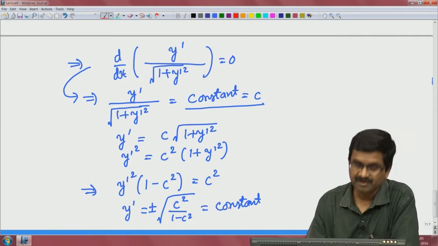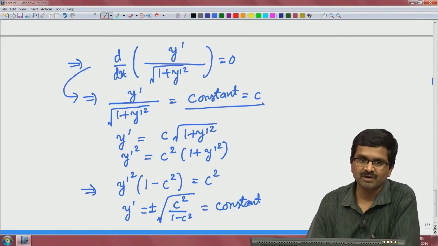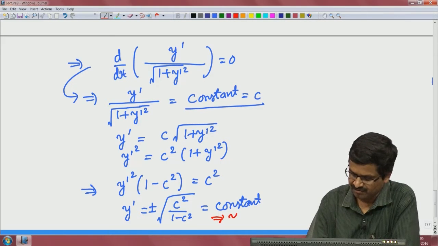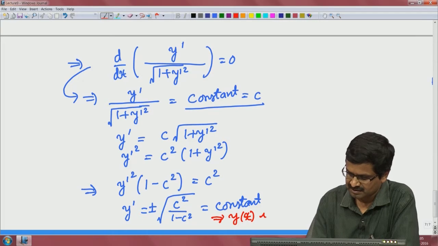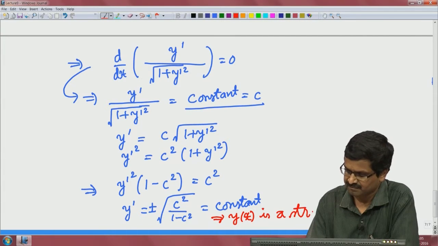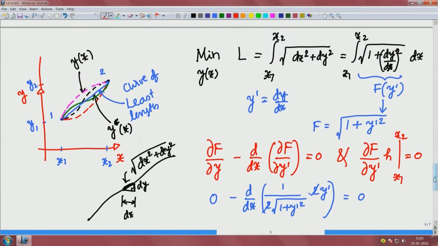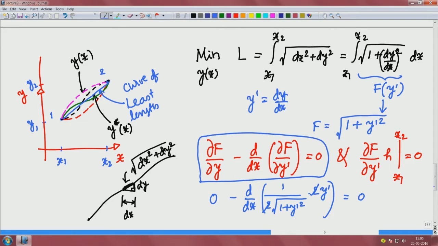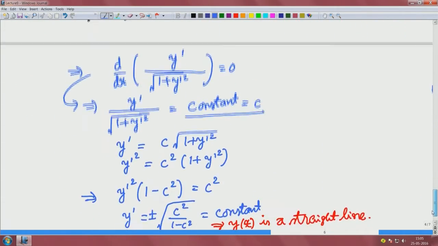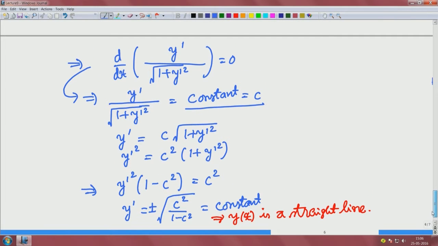Now, it says that y' is constant. Y' is constant means what? Our curve y of x is a straight line. That is what we wanted to prove, mathematically we got it now. So, the Euler-Lagrange equation, which is what we wrote here, gave us what looked like a formidable differential equation, but actually turned out to be very simple: y of x is a straight line.